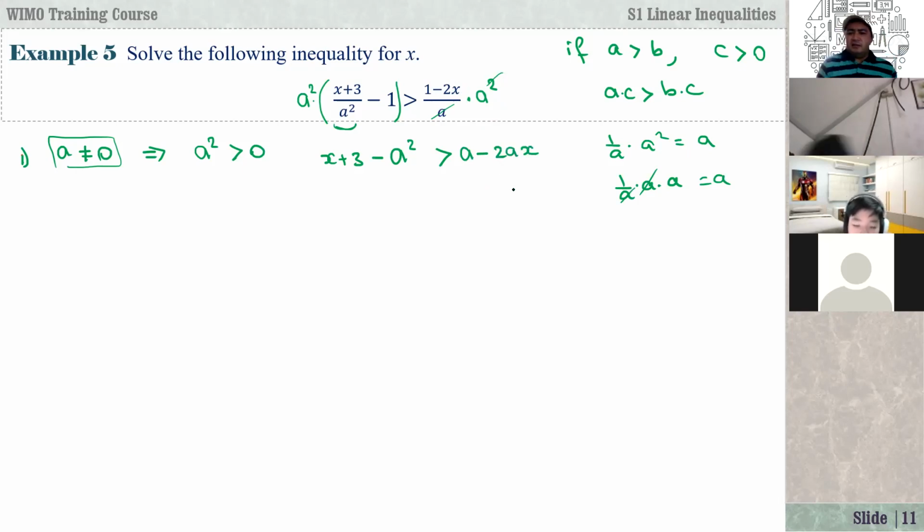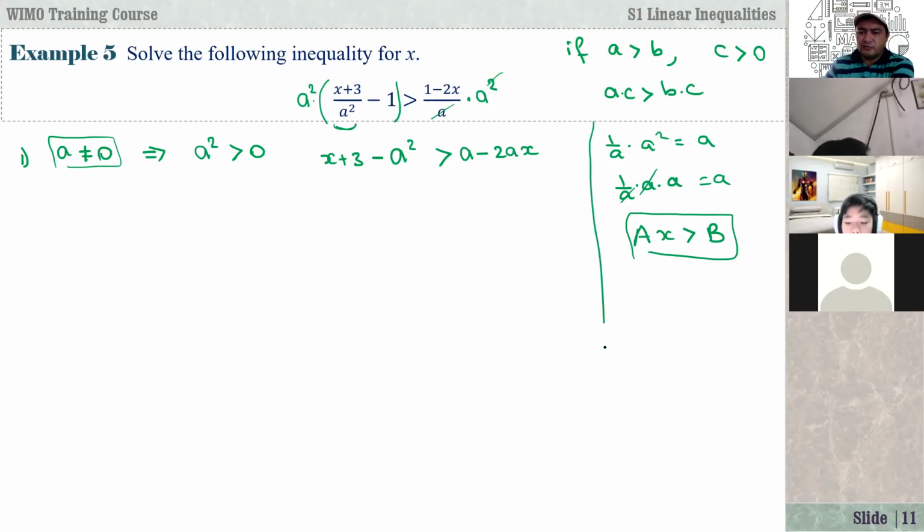And next thing is, again, what I am trying to do here is change this into this form. Here we have capital AX is greater than capital B. I'm trying to change this into this form. It's just for draw calculation. So if we continue here, take minus 2ax to the left. So here we have x plus 2ax is greater than, and take the rest of the minus a squared to the right, 3 to the right.